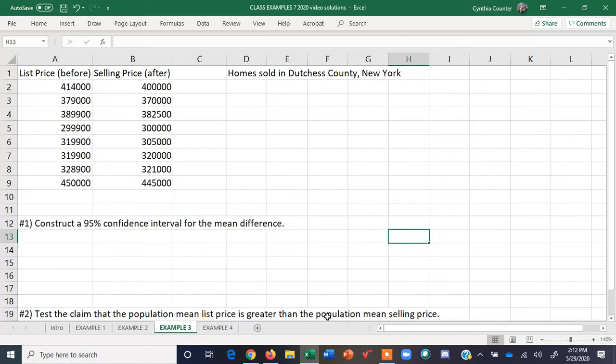So we're going to look at confidence intervals for paired samples or dependent data using the descriptive statistics data analysis tool. And then we will also conduct a hypothesis test concerning the mean difference. And I will again use values from that tool, but I could also show you how you would do it if you did not have the tool.